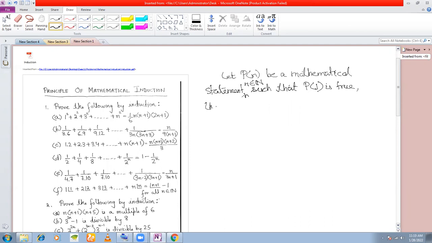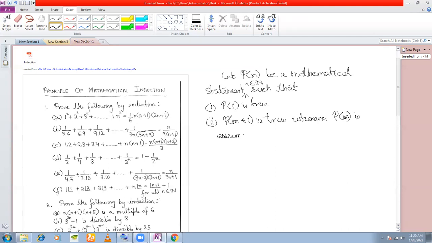Let me write this as: such that, number one, P1 is true, and secondly, Pm plus 1 is true whenever Pm is assumed to be true, where m is a natural number. This is the statement of mathematical induction.